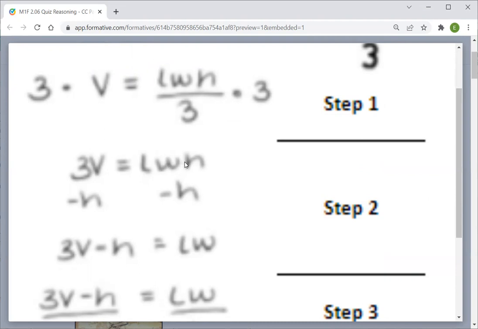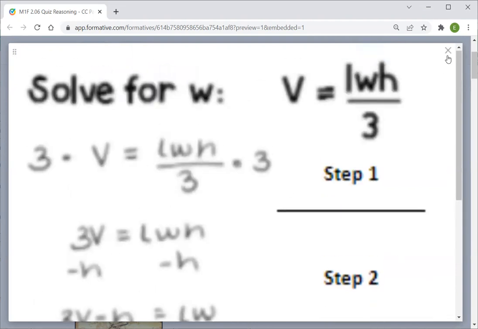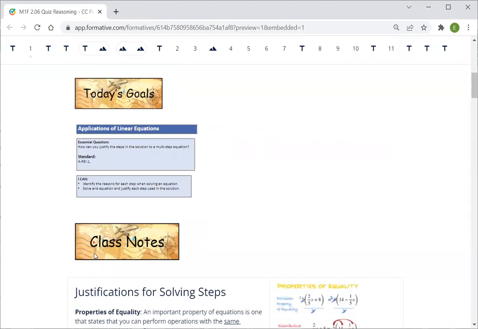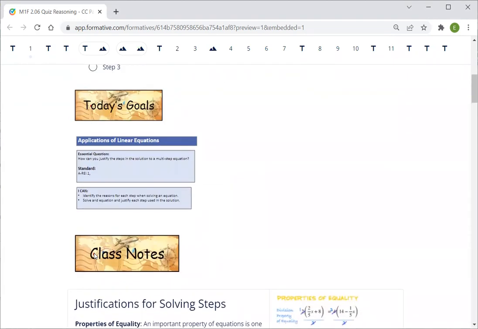Because there's nothing, it's multiplication. So the opposite should have been division. So step 2 is incorrect because she should have divided, not subtracted. And in step 3, she divided by L, which is the exact thing she should have done in step 2 with H. You actually could divide both of them at the same time, and that would work out just the same. Awesome job if you got that.